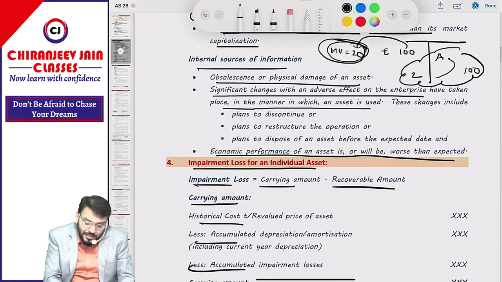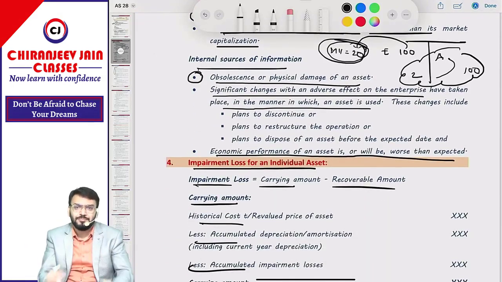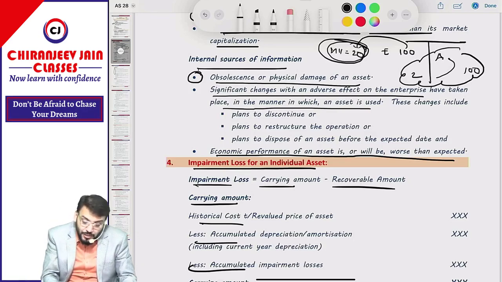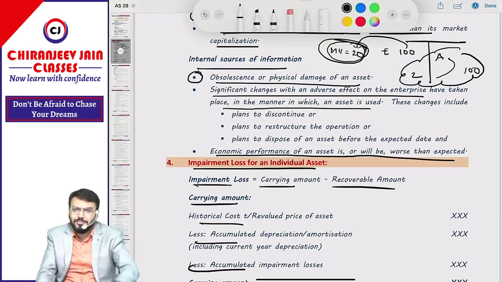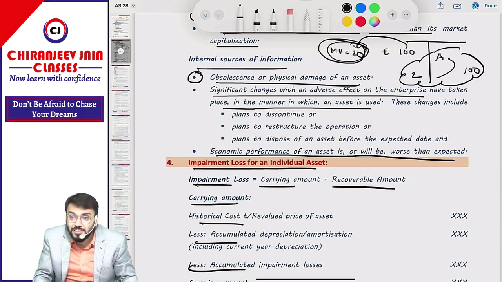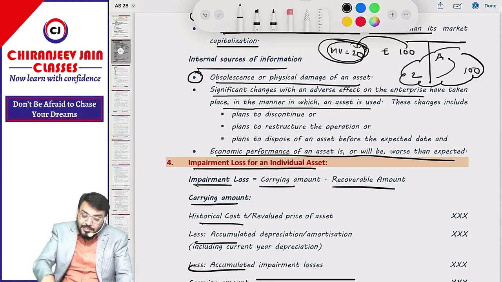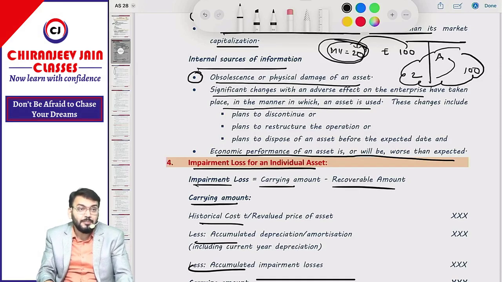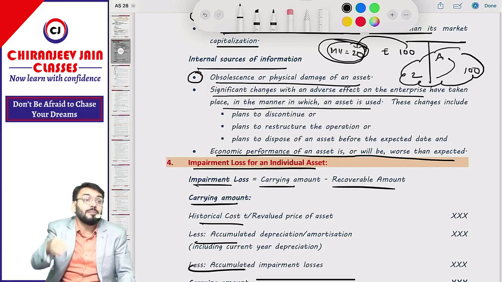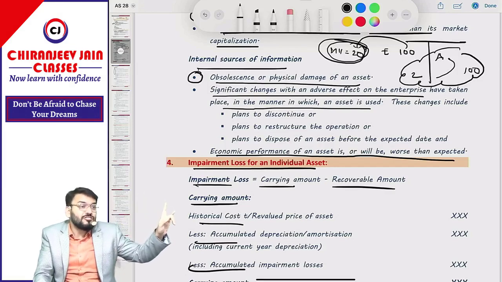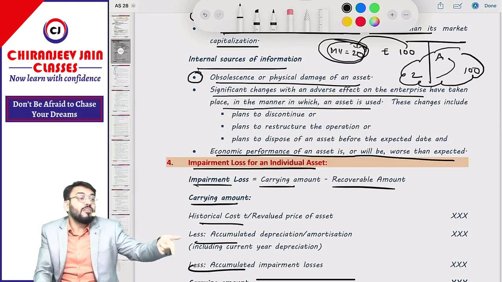Now let us come to internal. Internal is what happened within the entity. So first, physical damage of the asset, or any asset becoming obsolete. Physical damage of the asset, say fire occurred. So that is an internal source of information. Fire occurred, now the asset has become physically damaged, and requires impairment testing. Second, significant changes with an adverse effect on the entity which may have taken place in the manner in which the asset is expected to be used. For example, we have done some restructuring program under AS 29. We have decided to discontinue one of the businesses.